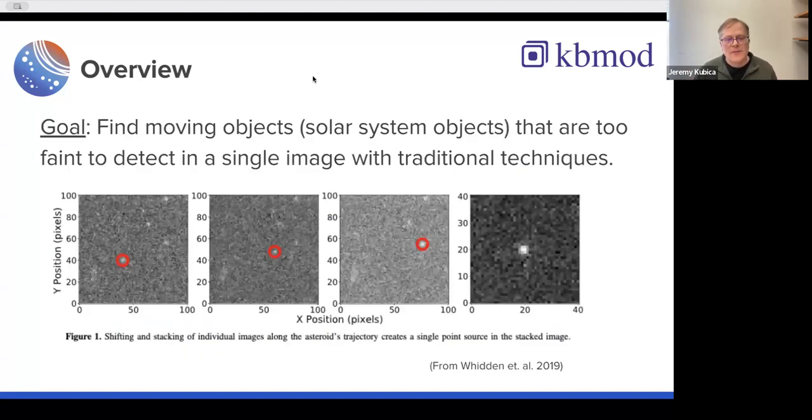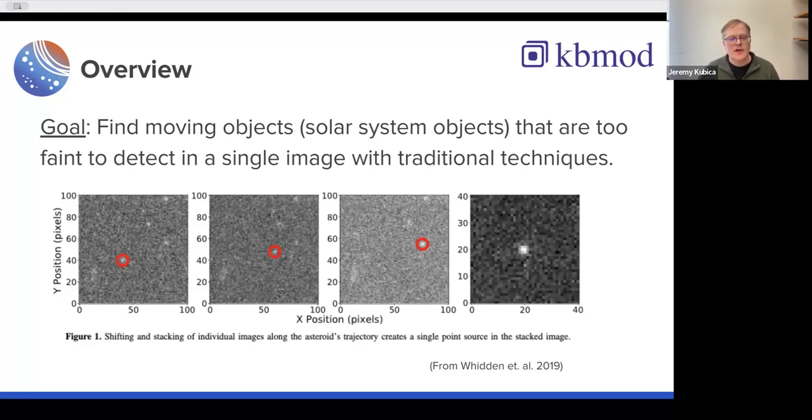The goal of KBMOD and shift and stack algorithms in general are to try to find objects which wouldn't be detectable by traditional techniques. They're too faint, they fall below the signal to noise detection. So this shows an example from the original 2019 paper where the first three images show an object which is typically brighter than we would hope to find with KBMOD. This is an example that is meant to be easily visualizable.